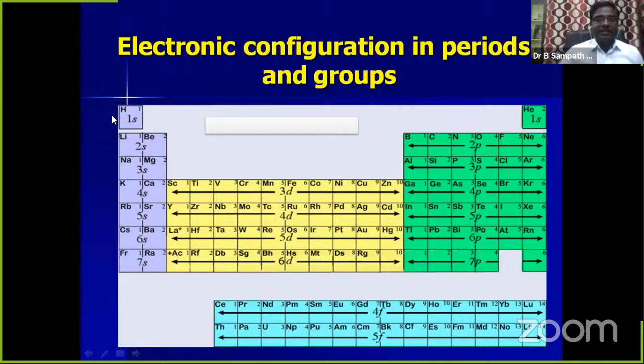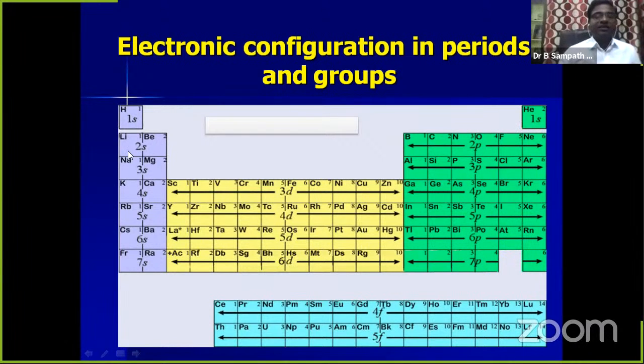See here, children, in first period, actually 2 elements are there. Here, hydrogen and helium. And in first period, how many atomic orbitals are filled? Only s orbital. Means here only 1 orbital is filled, but 2 elements are there in the first period. So the number of elements in each period is twice the number of atomic orbitals, because 1 orbital is there, 2 elements are present in the first period.